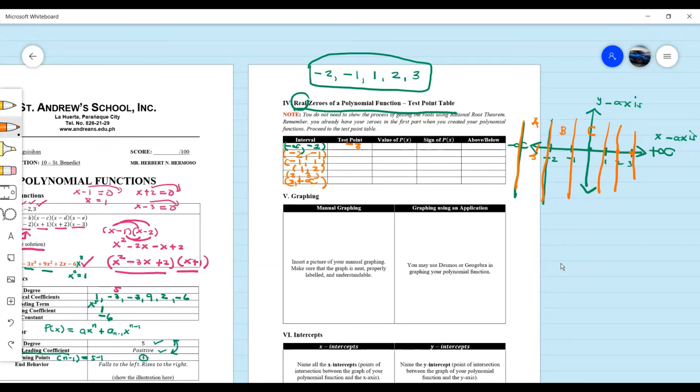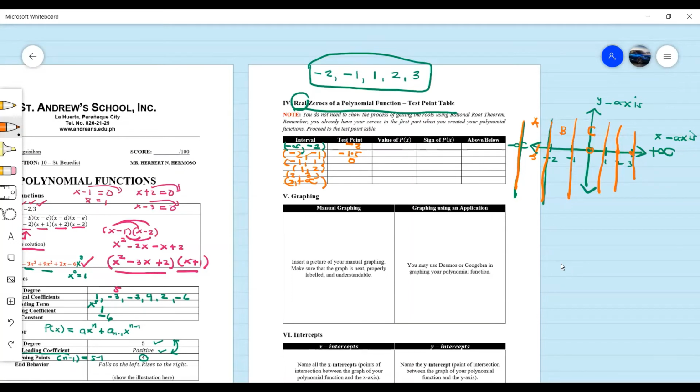Okay? Dito, sa negative 2 and negative 1, sa pagitan yan, pwede po tayong kumuha ng decimal point. Di ba po? Bago po mag-negative 1, pwede si negative 1.5. Okay? Next, sa negative 1 at saka 1, sa pagitan niyan, pwedeng may 0. So, pwede natin kunin si 0 as our test point. Sir, pwede po ba ang 0.5? Yes. Pwede po yun. Negative 0.5, pwede rin.